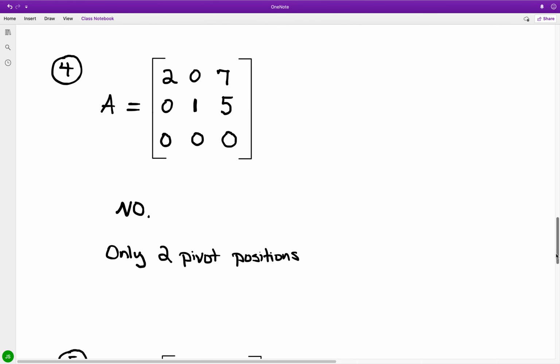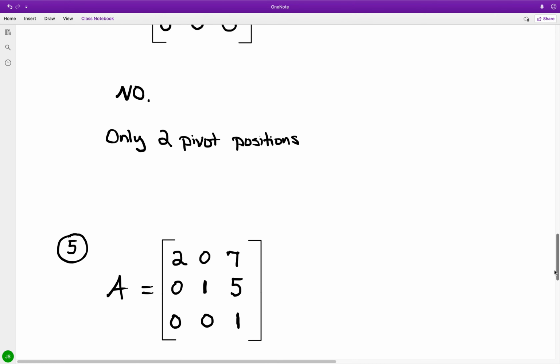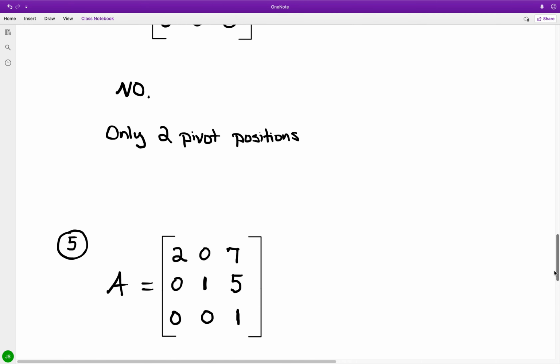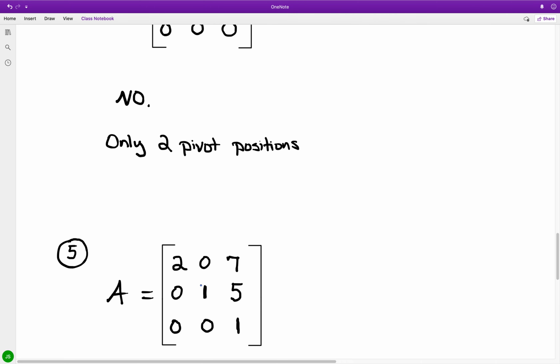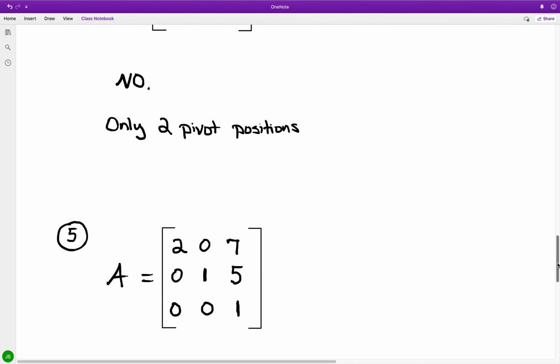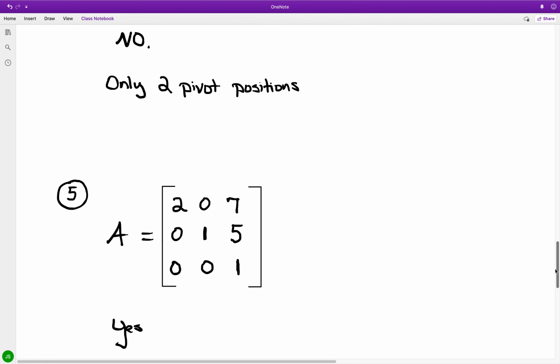Now, in the case of our next and last matrix A, we had 2, 0, 7, 0, 1, 5, and this time the bottom row, instead of zeros across, is 0, 0, and 1. Here, we don't have any one column to be a multiple of another. And also we have the pivot positions: 2 for the first column, 1 for the second column, and the 1 at the bottom for the third column. So there are going to be 3 pivot positions. So this particular matrix A does have an inverse.